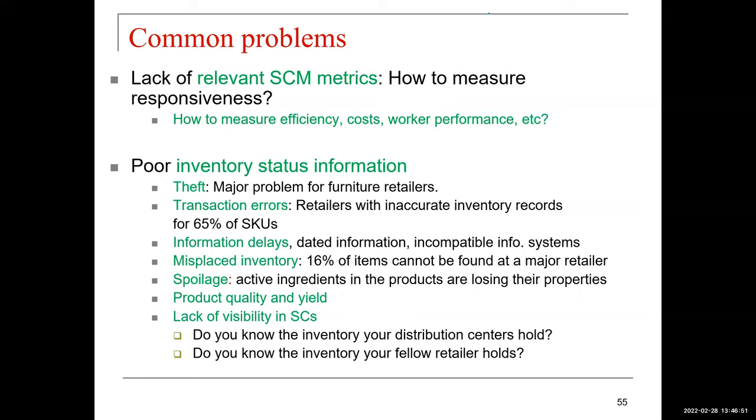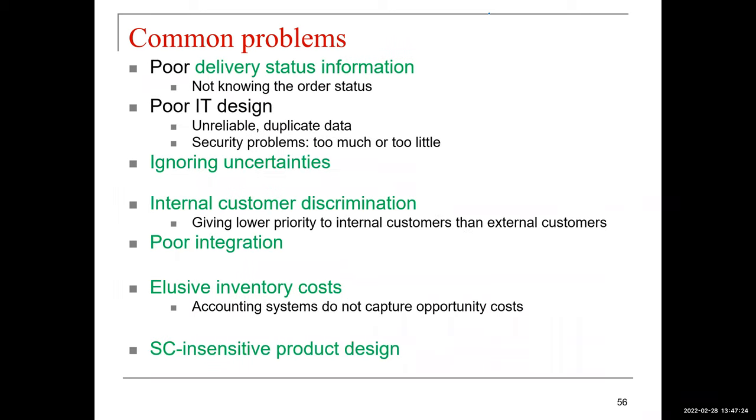And then some common problems here: lack of relevant supply chain metrics, how to measure responsiveness, how to measure efficiency, cost, worker performance, et cetera. Poor inventory status information, all these things can happen: theft, transaction errors, information delays, misplaced inventory, spoilage, product quality and yield, lack of visibility in the supply chain. So these are problems that you will face as an engineer. So how do you manage that to make sure that you get an efficient system? More common problems: poor IT design, ignoring uncertainties. You just say, okay, this is what we're gonna do, it doesn't matter what. Internal customer information, poor integration, elusive inventory costs, and supply chain being insensitive to product design.